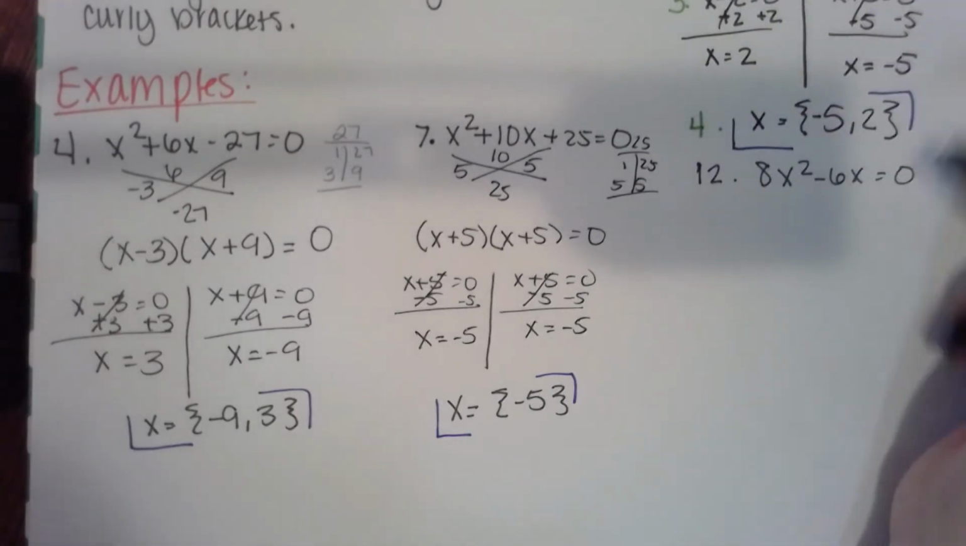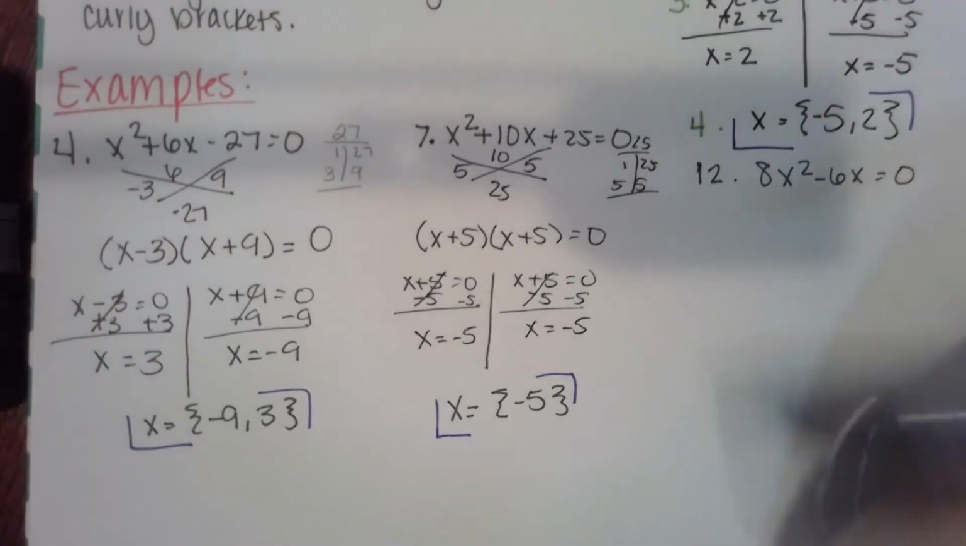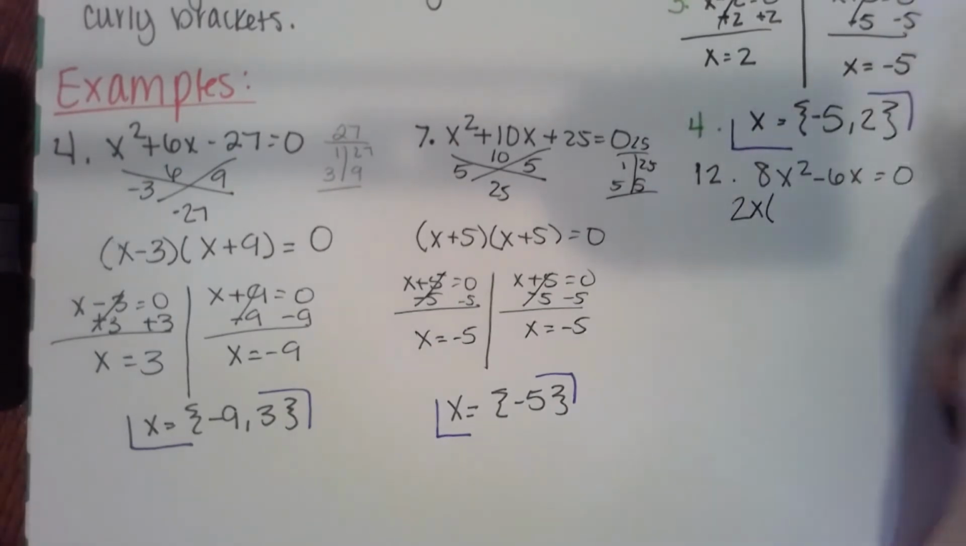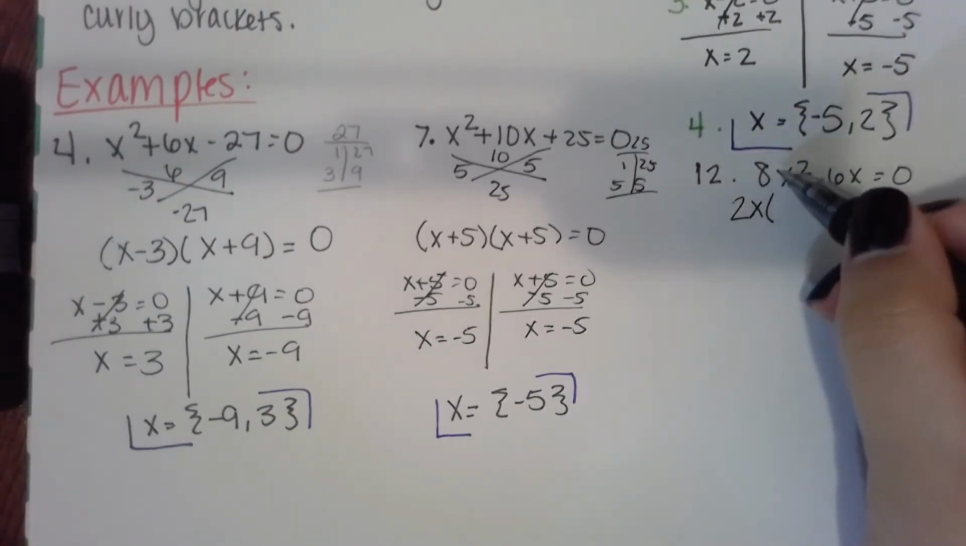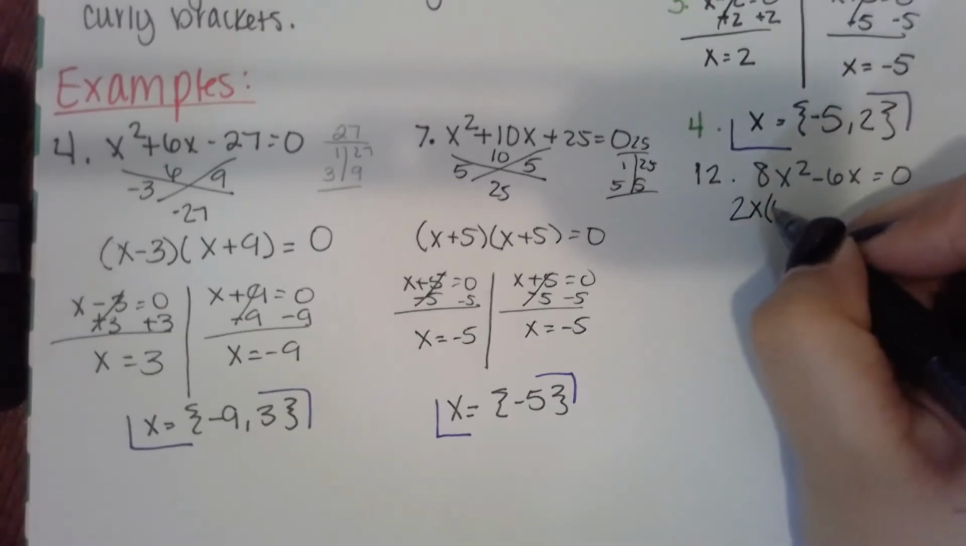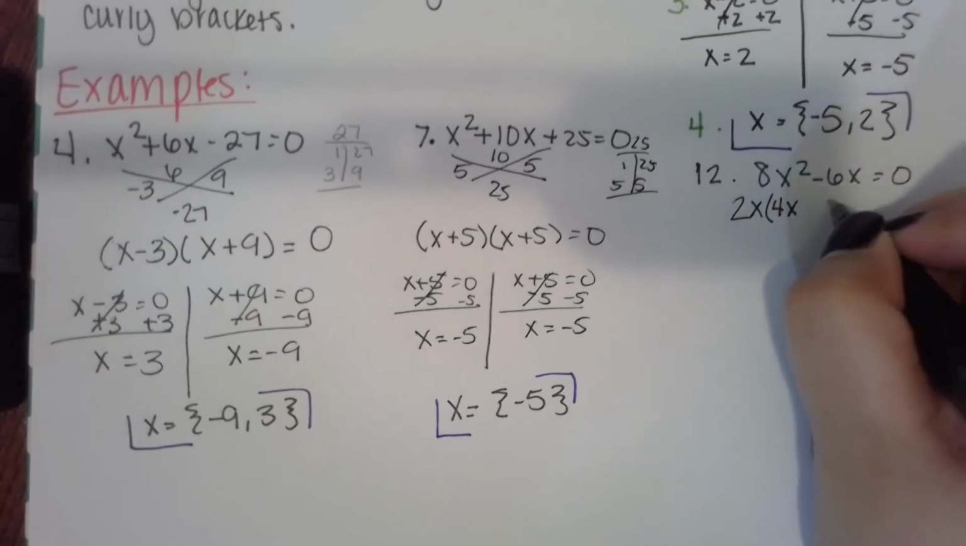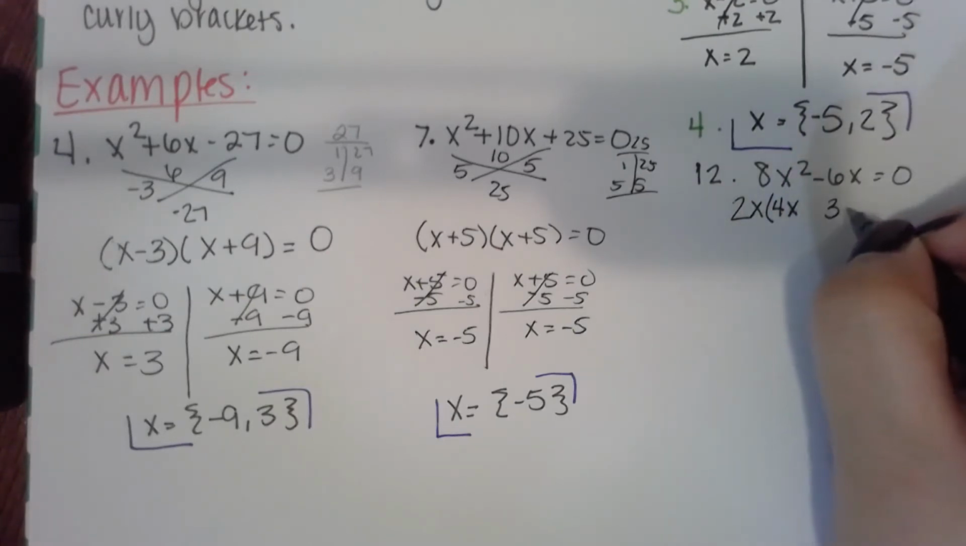They both actually do have a 2 in common, and they both have an x in common. So then factoring out a 2x, you would have 8x squared divided by 2x would give you 4x. And then 6x divided by 2x would give you 3, because the x's cancel and 6 divided by 2 is 3. And then you bring down the subtraction, but this is still equal to 0.